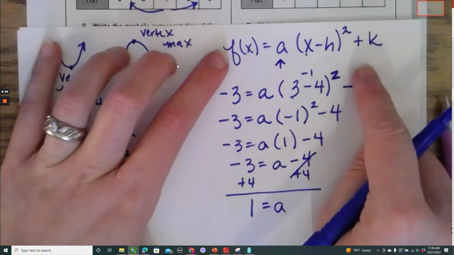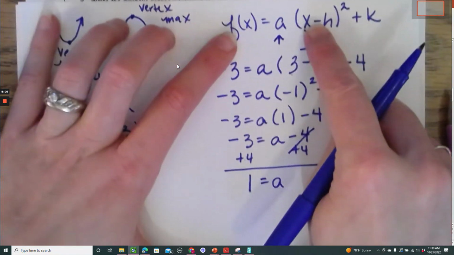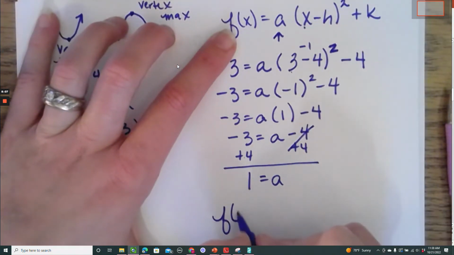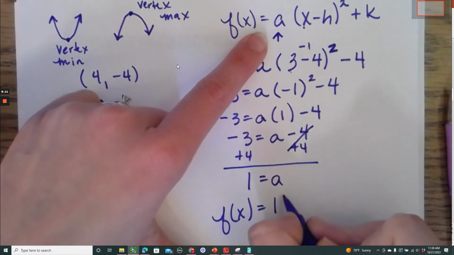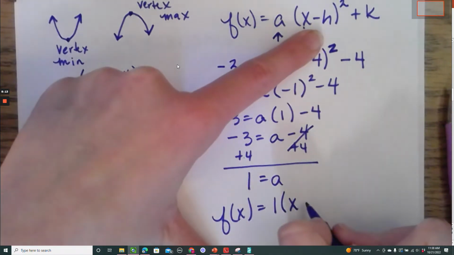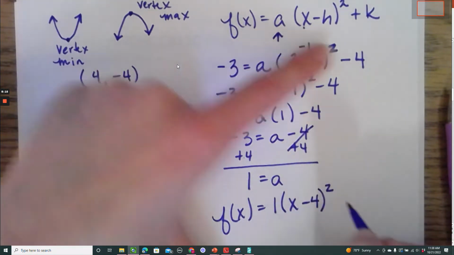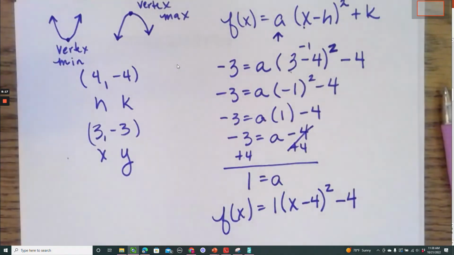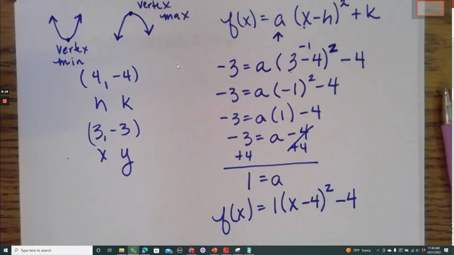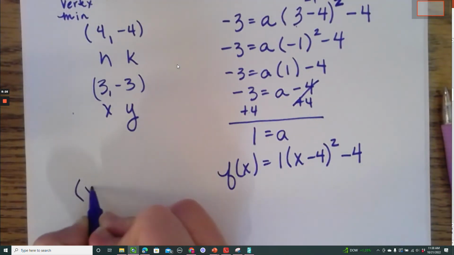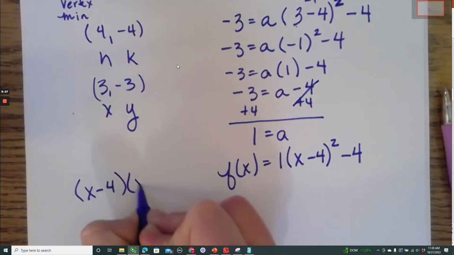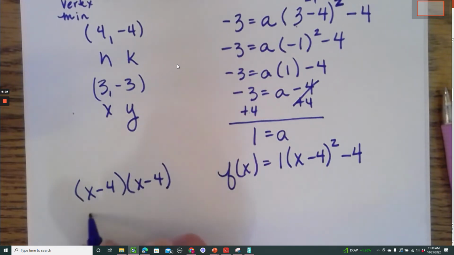Now what I'm going to do is I'm going to leave this as f of x and x, but I'm going to use this 1 where the a is. Still going to put my h value in, still going to put my k value in. And then I can simplify this into standard form. So I have to do this piece first. So x minus 4 squared looks like this. And this is FOIL.